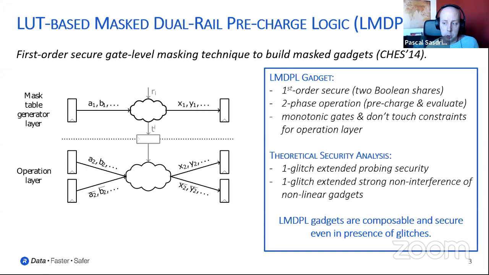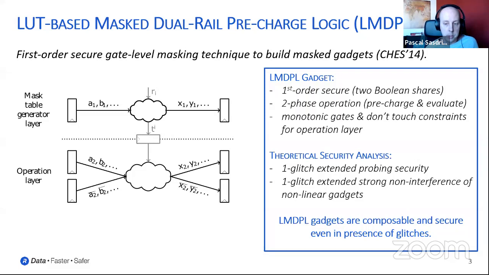In particular, the operation layer is constructed of monotonic gates and wiring only, and it's placed using don't-touch constraints, but otherwise this masking scheme is technology independent. In its initial proposal, it already comes with a 2-cycle latency due to its two-phase operation of precharge and evaluate that is independent of the protected function or the algorithm that is implemented using LMDPL.